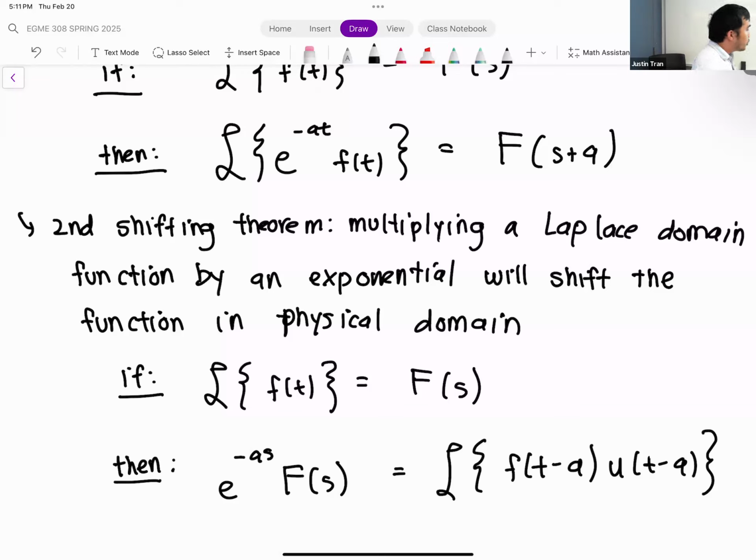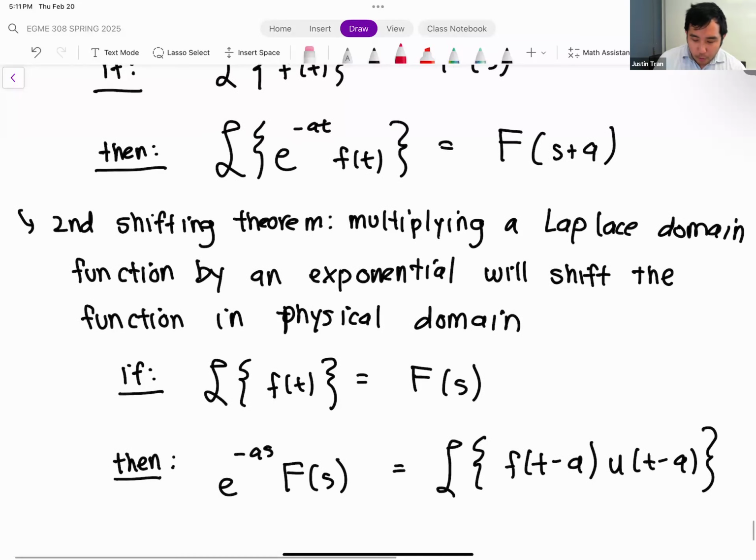So you multiply by the exponential in one domain, it leads to a shift in the other domain, okay? Now, the main thing to be careful of here are the signs, and some of you may have picked up on this already. If you look at the first shifting theorem, notice how when we multiply by the exponential in the physical domain, I use a negative number here, e to the minus at. That led to a positive shift in the Laplace domain. So multiplying by e to the minus at leads to a shift of s plus a in the Laplace domain, okay?